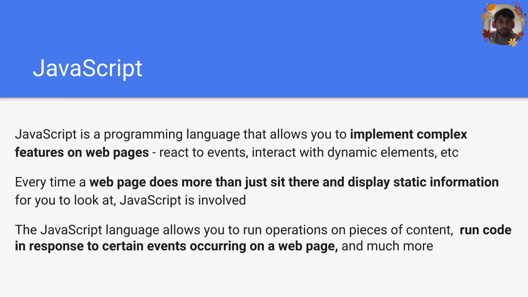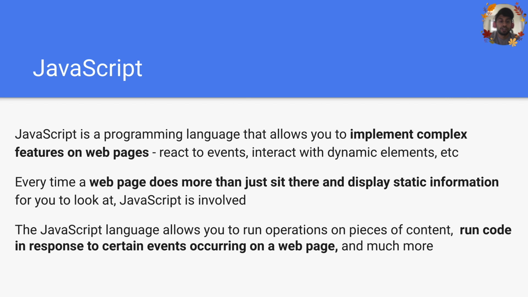Finally, we get to JavaScript, which dictates how the content behaves or is interacted with, our verbs. JavaScript is a programming language that allows you to implement complex features on web pages. Every time a web page does more than just sit there and display static information for you to look at, reacting to events, displaying timely content updates, interacting with dynamic maps, animated graphics, scrolling lyric videos, the list goes on. Anytime something like that is involved, you can be guaranteed that JavaScript is also involved.